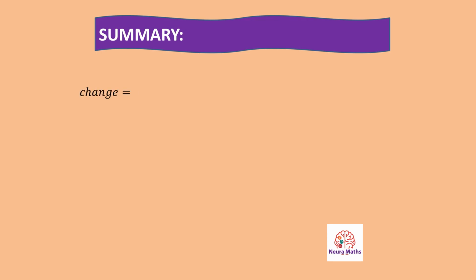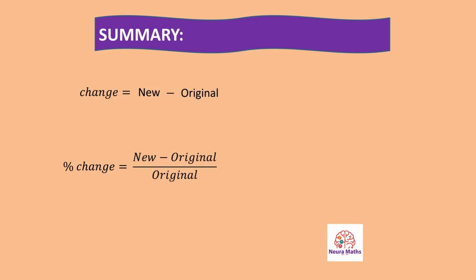To sum up, the value of the change is calculated by subtracting the original value from the new value. To express this change as a percent, we first write it as a fraction of the original value and then change it to percent, or if we can't, change it to a decimal and multiply it by 100%.